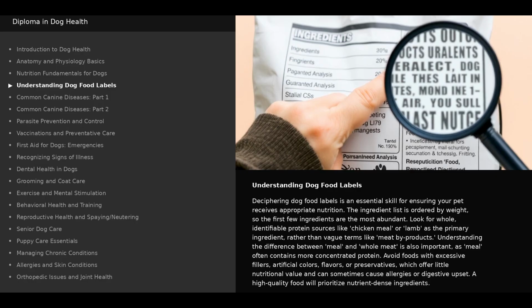Understanding the difference between meal and whole meat is also important, as meal often contains more concentrated protein. Avoid foods with excessive fillers, artificial colors, flavors, or preservatives, which offer little nutritional value and can sometimes cause allergies or digestive upset. A high-quality food will prioritize nutrient-dense ingredients.